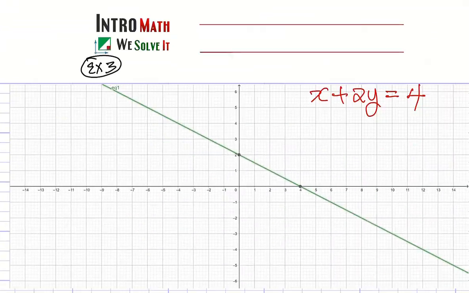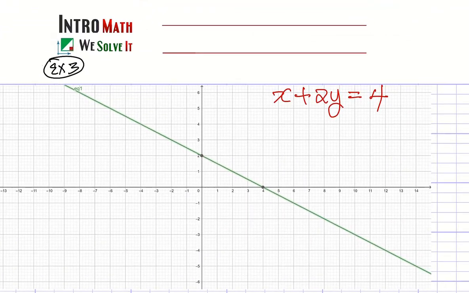Let's do example number 3. Maybe this time we will be a little bit. Yeah, we got a little bit more space here.